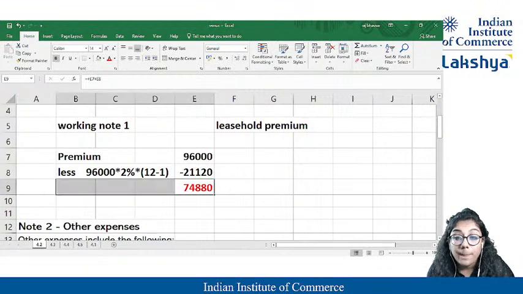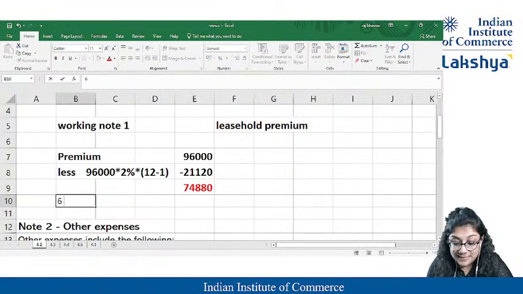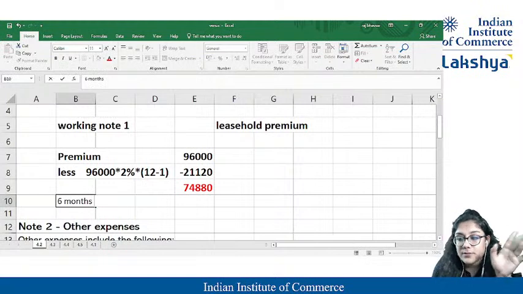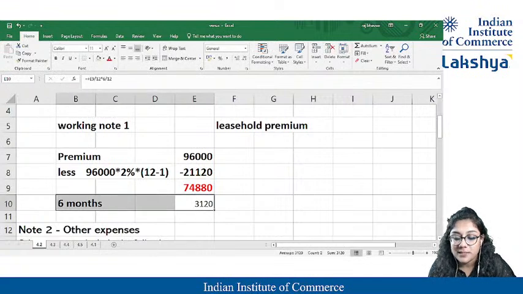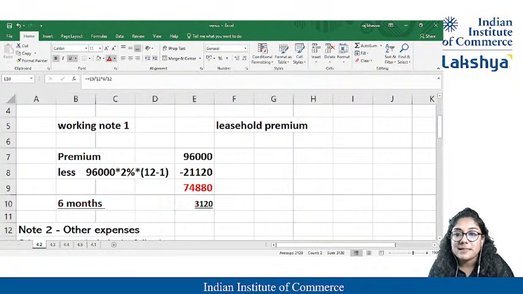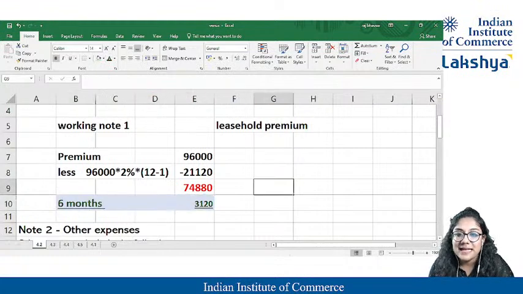But then we know for how much period I have taken, it's just 6 months out of the 12 years. So out of the 12 years, this is divided by 12 into 6 by 12. So this will be your amount of the expenditure that you all have to show, 3120. I hope everybody is clear with this. Yeah, cool, expecting you got this answer.